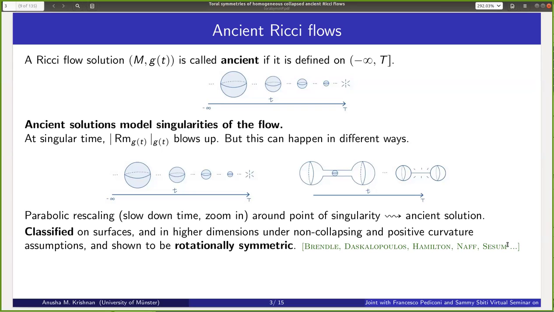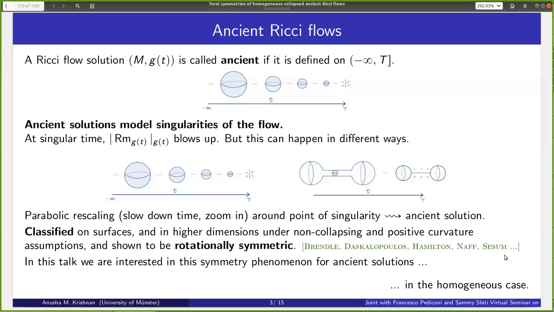They are classified. So ancient solutions are classified on surfaces, and also classification results exist in higher dimensions under non-collapsing and positive curvature assumptions. As a consequence of these classification results, due to the works by several authors, it is known that these are rotationally symmetric. Okay, so it's this symmetry phenomenon for ancient Ricci flows that we are interested in today. And in particular, we want to study this in the homogeneous case.